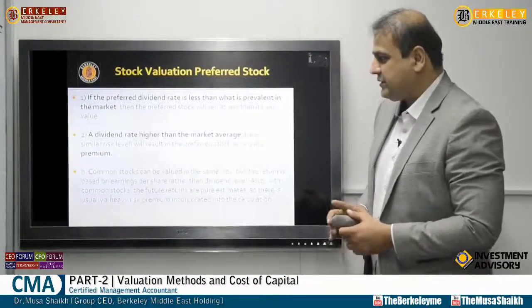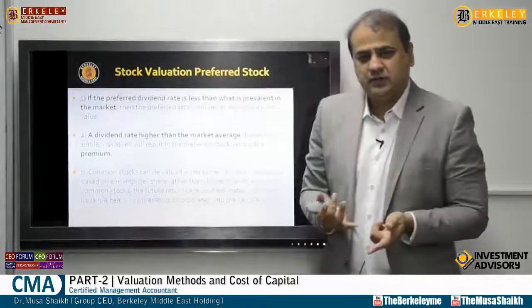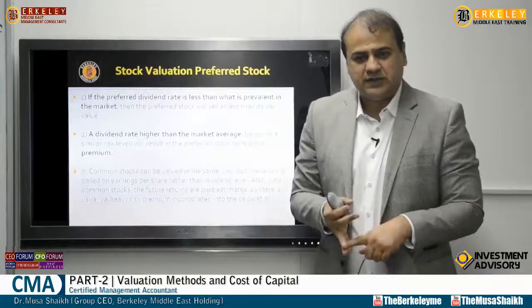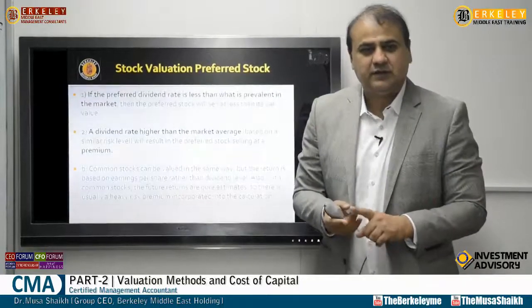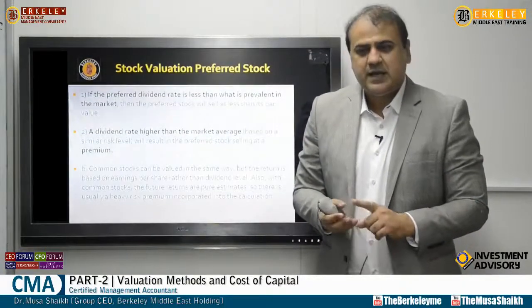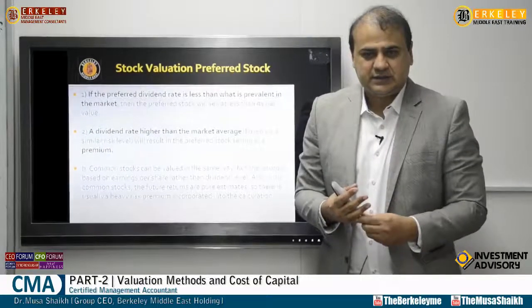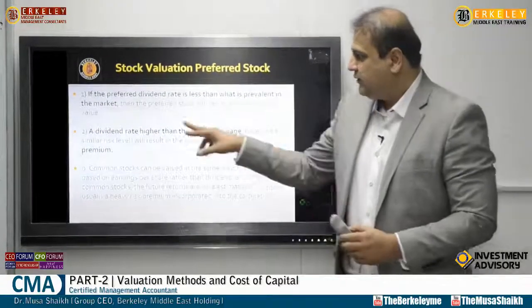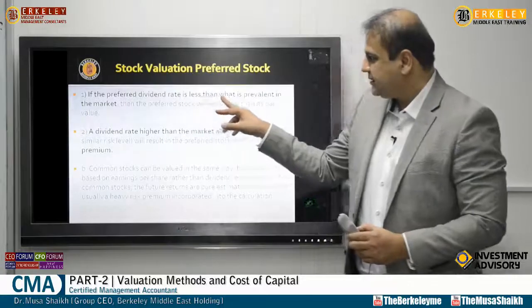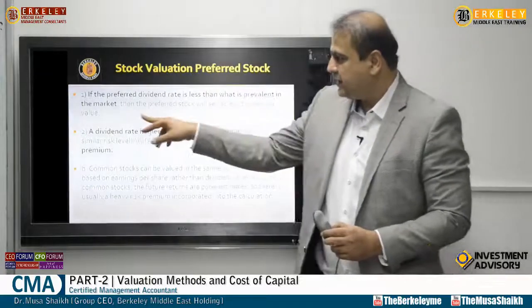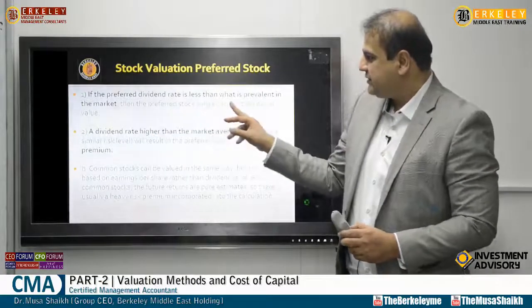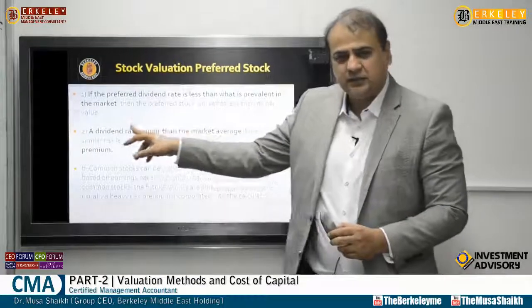Let's start our discussion. In the previous lecture, you discussed what is a bond, what is an equity, what is a preference share, what is an ordinary share. So in continuation of that discussion, we will continue. If the preferred dividend rate is less than what is prevalent in the market, then the preferred stock will sell at less than its par value.